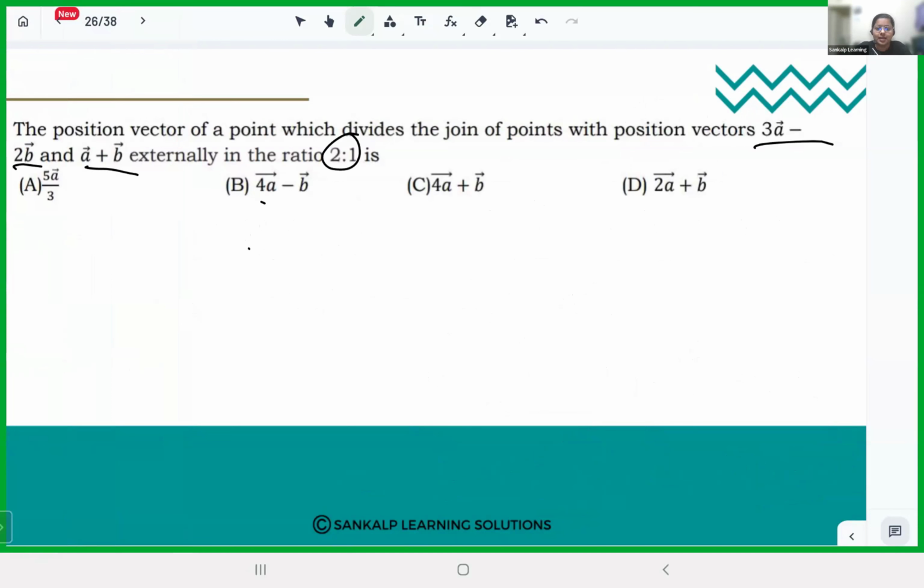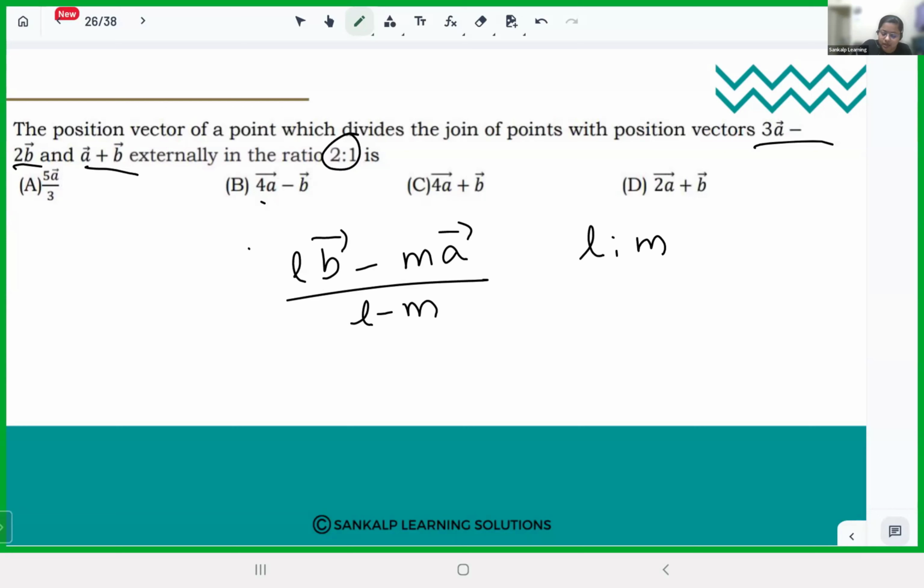It divides the line equally, in the ratio 1 is to 1. Here, the point is dividing that particular line in the ratio 2 is to 1, and that too externally. So what was the formula? It was L into vector B minus M into vector A divided by L minus M.